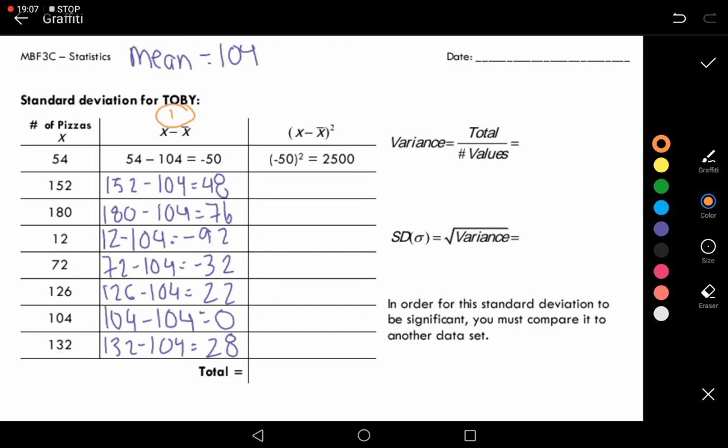The next step is to square the difference found in step 1. As you can see, on that first line, we took that difference and moved it over here and squared it. So we're going to do the same with all of the other values. We have 48 squared, which is 2,304. 76 squared equals 5,776.